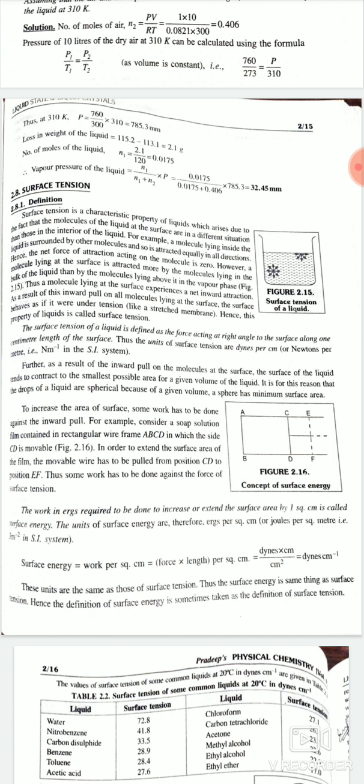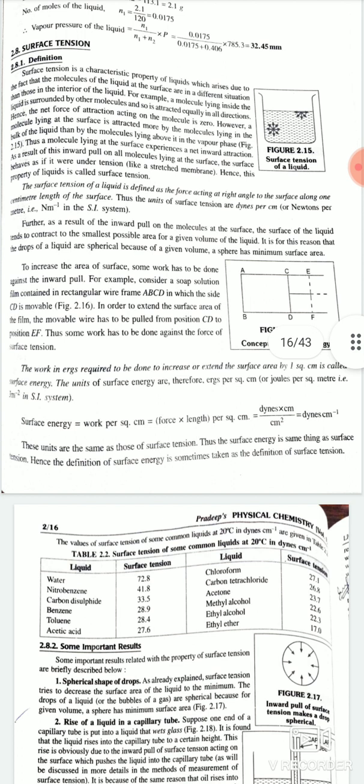In the SI system, surface energy is equal to work per square centimeter, that is equal to force multiplied by length per square centimeter, equal to dynes multiplied by centimeter divided by centimeter squared. These units are the same as those of surface tension. Thus, the surface energy is the same thing as surface tension. Hence, the definition of surface energy is sometimes taken as the definition of surface tension.